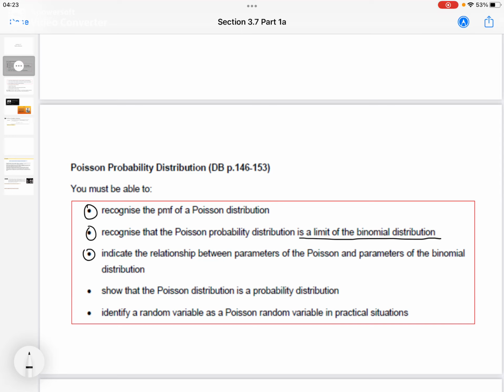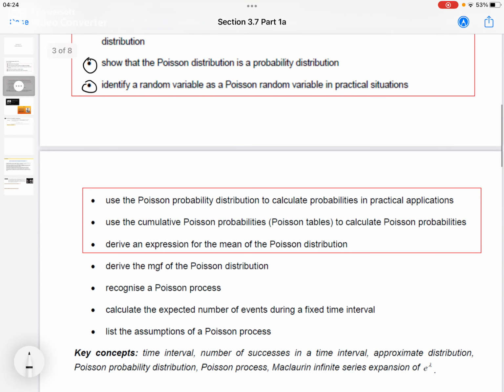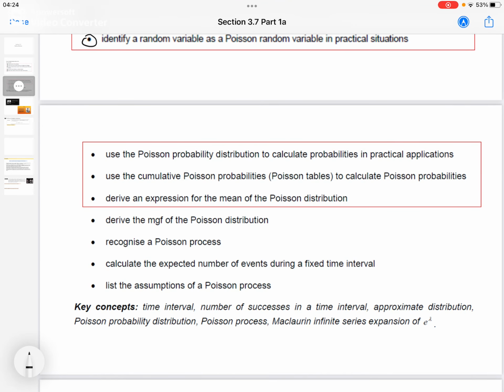You should also be able to indicate the relationship between parameters of the Poisson and the parameters of the binomial distribution, as well as show that the Poisson distribution and its PMF are valid PMF, and it is a probability distribution. And then you should also be able to identify a random variable as a Poisson random variable if given a practical scenario. You should also be able to calculate probabilities using the PMF and also using the Poisson probability tables. And you should also be able to derive the expression of the mean of the Poisson distribution.